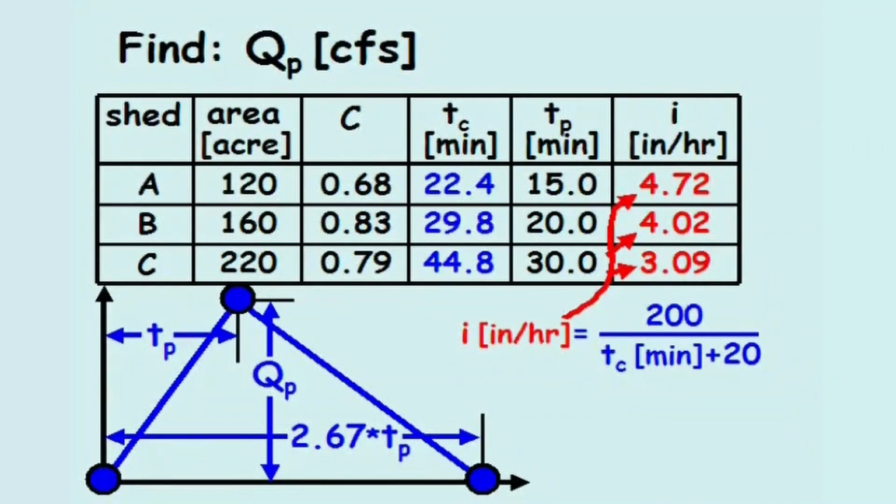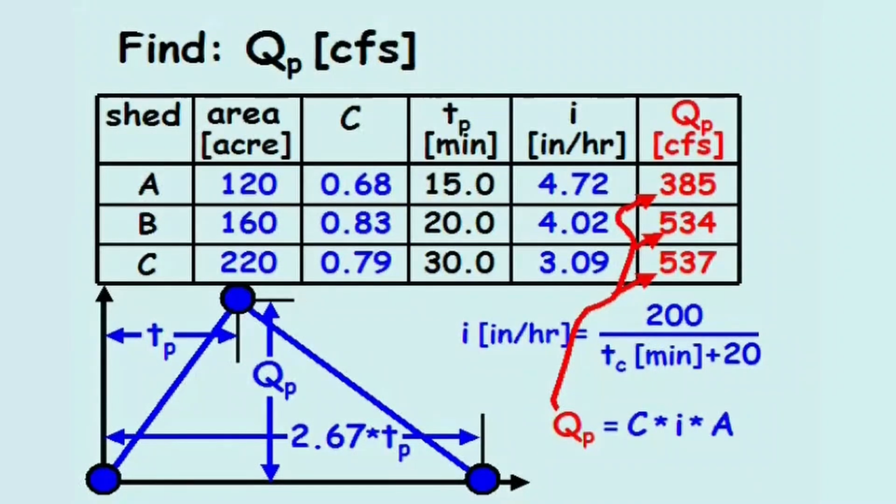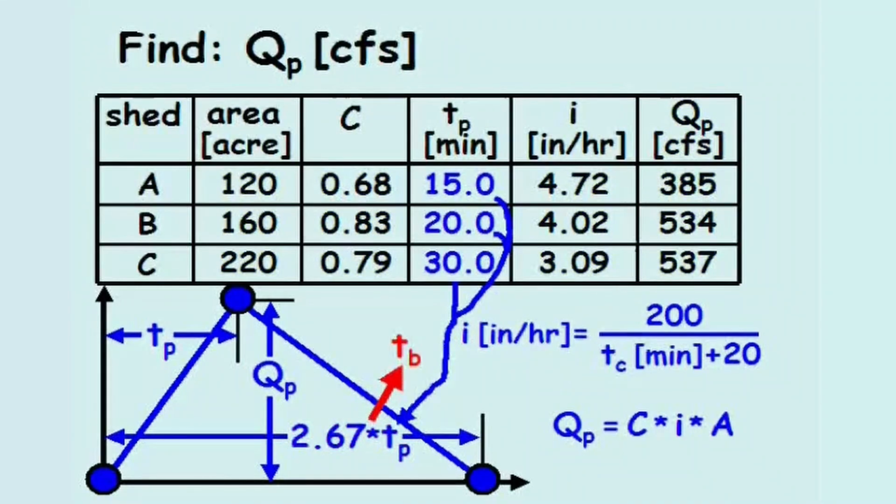Returning to Q equals CIA, the runoff coefficients, intensities, and areas are plugged into the equation, and the resulting flow rates equal 385, 534, and 537 cubic feet per second for basins A, B, and C, respectively. Lastly, we'll want to calculate the total duration of the hydrograph, 2.67 times the time to peak. Oftentimes, this value is assigned the variable T sub B for time of base.